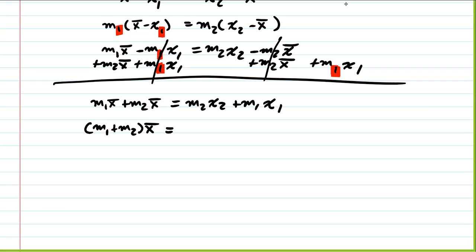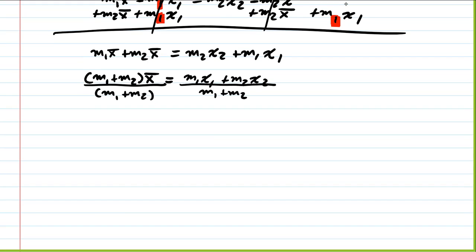So then on this side, we have m1 x1 plus m2 x2, and we divide by m1 plus m2. So it tells us that the center of mass of that discrete system is m1 times x1 plus m2 times x2 all over m1 plus m2.